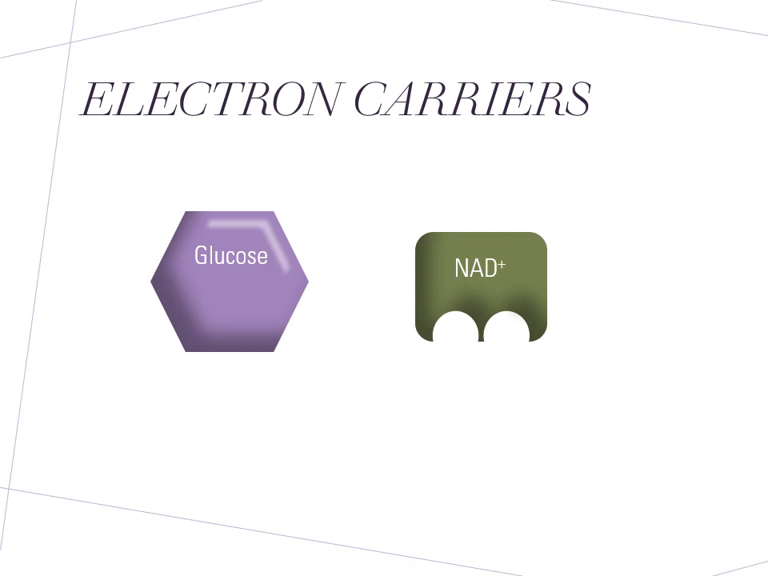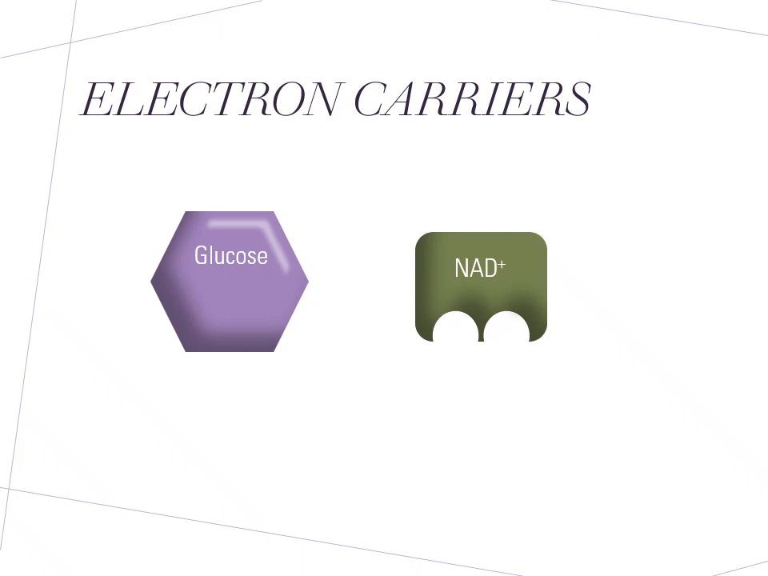This is where electron carriers come in. These are molecules that can pick up electrons and help to move them through the stages of cellular respiration so that the cell can harness the energy from them in a controlled manner. The main electron carrier in cellular respiration is nicotinamide adenine dinucleotide, or NAD, which exists in either an oxidized form as NAD+, as shown here, or a reduced form as NADH.